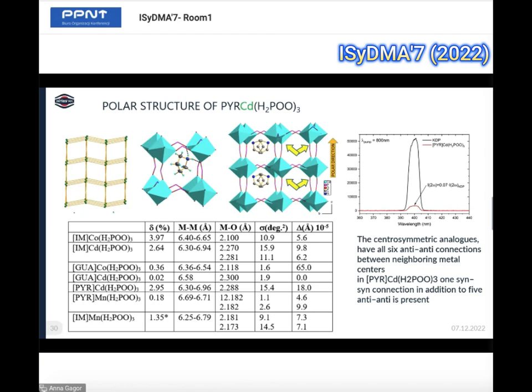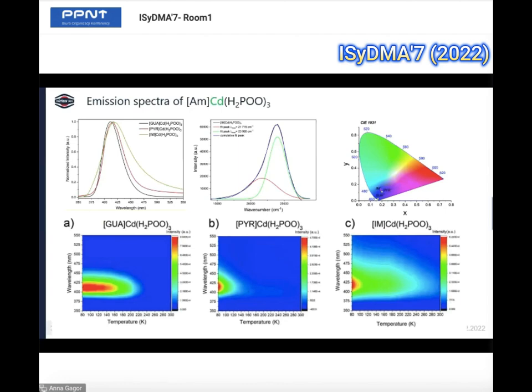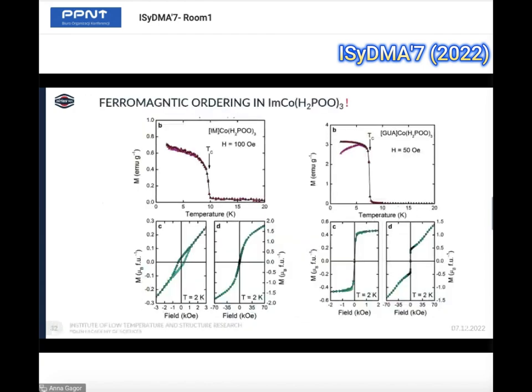All of them, the cadmium analogs, have blue luminescence, which is asymmetric and broad, due to this large distortion of the octahedra which coordinate cadmium. And what is interesting here was the fact that one of them, with imidazolium, has clear ferromagnetic ordering with a clear ferromagnetic hysteresis loop.